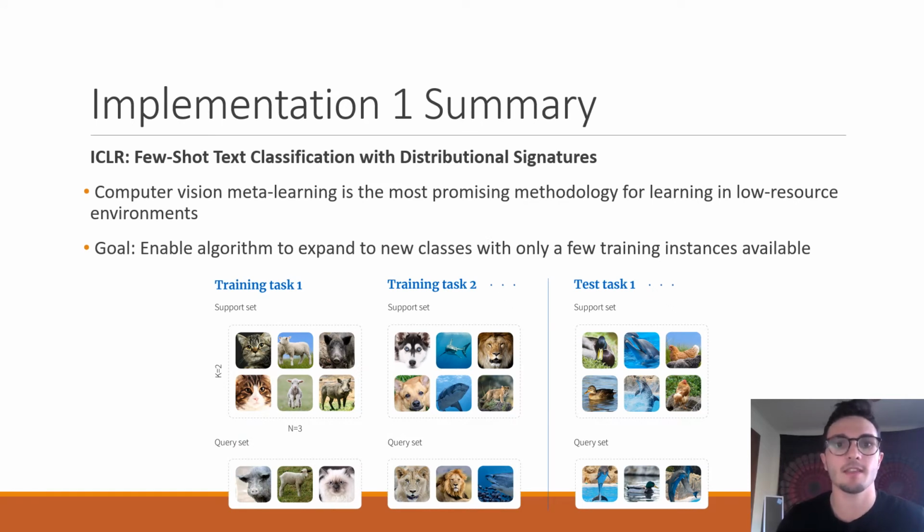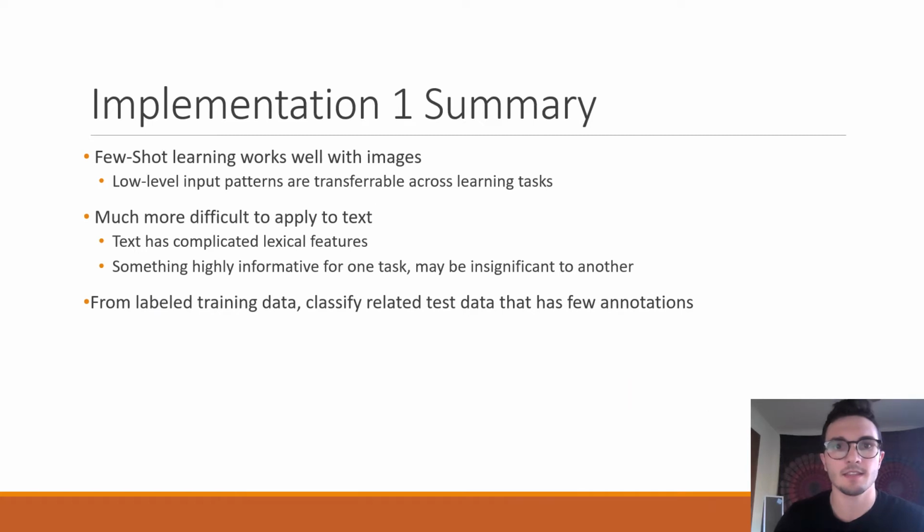The first paper that I implemented was from ICLR, Few-Shot Text Classification with Distributional Signatures. This algorithm attempted to apply few-shot meta-learning, a concept that was popular for low-resource computer vision, to text classification. This few-shot method works well with images because low-level input patterns are transferable across learning tasks. However, it is much more difficult to apply to text scenarios because words highly informative to one context may not be important at all to another.